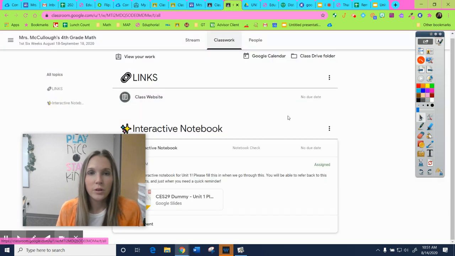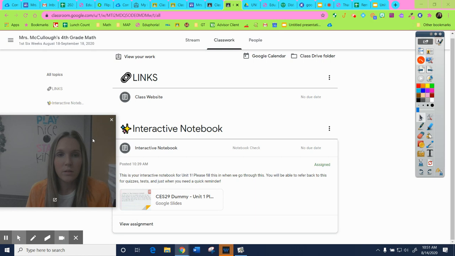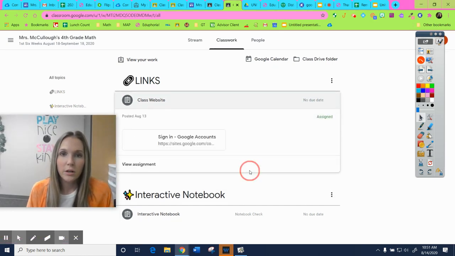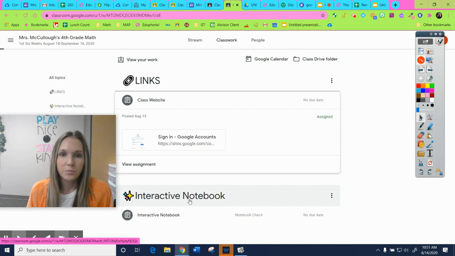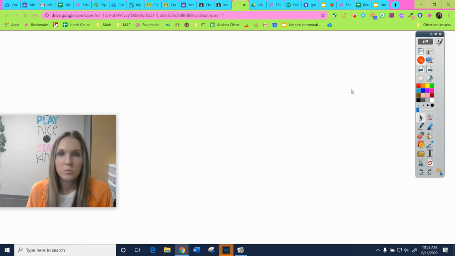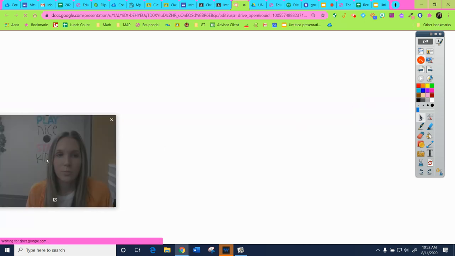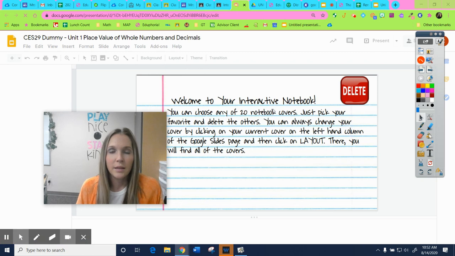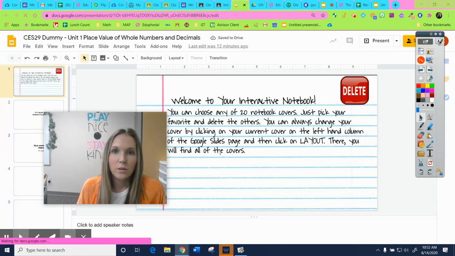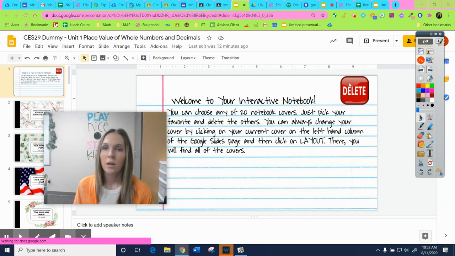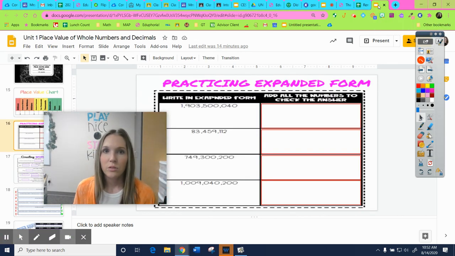And under classwork, you're going to see interactive notebook. That's going to stay there all year long, okay? So anytime you're looking for your interactive notebook, it's going to be right here. So go ahead and open up your interactive notebook. All right, so mine's going to look a little different than yours because I have not chosen a cover page yet. You guys have already done that by now. Okay, so go ahead and go to your first slide.